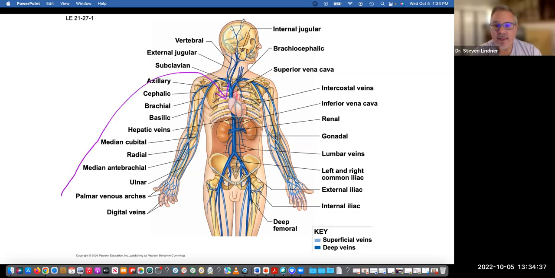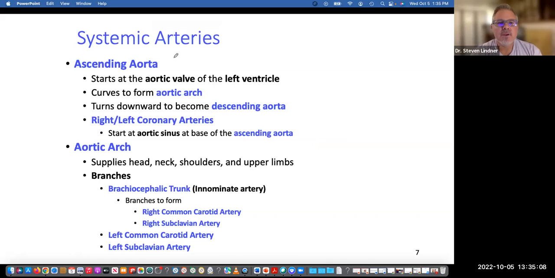It'll go starting at the head, find its way into the heart. It will find its way from the abdominal region into the inferior vena cava, into the heart, and from the lower extremity, from the feet, all the way up into the inferior vena cava, into the heart. But just to align your thinking with the arterial system, we're starting with the heart, and then we branch out and away. When we talk about the venous system, it's finding our way back into the heart. Okay, so that is a pretty general overview.